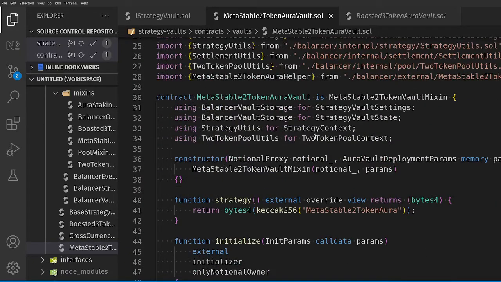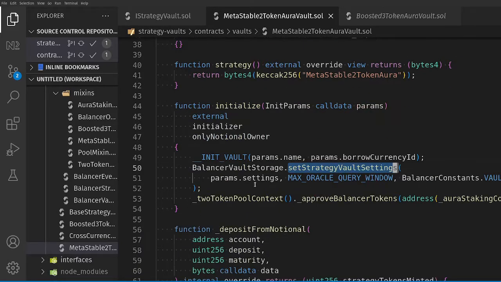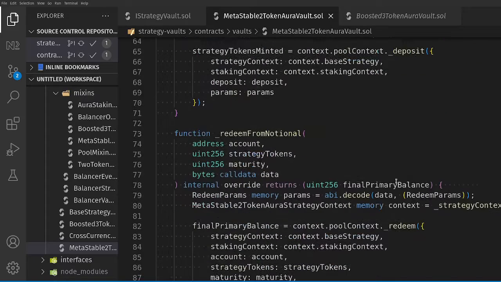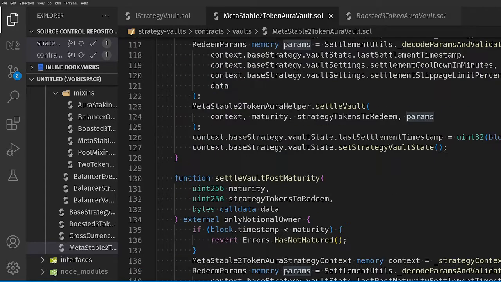So the 2-token Aura vault initializes itself. It approves tokens and things of that nature. We'll take a look at deposit and redeem first. On deposit, what we'll do is decode the parameters, and we will go grab the strategy context.